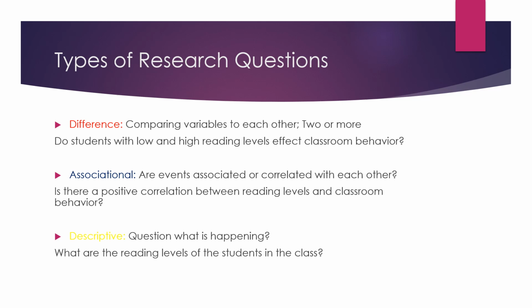The final type of research question is descriptive. Descriptive is when you question what is happening. For example, what are the reading levels of the students in the class? This is where you get specific and find out in detail what are the actual reading levels of the students in the class.